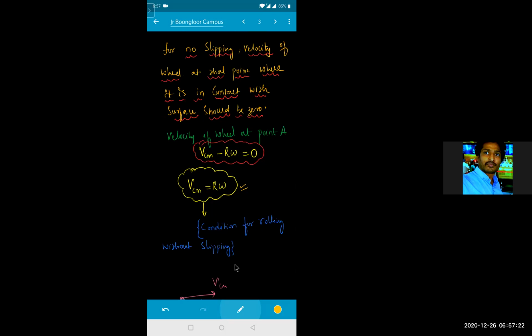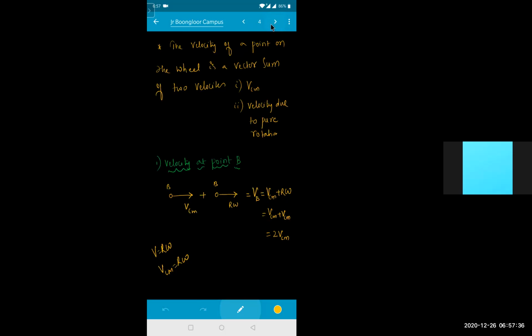So what is the condition for rolling without slipping? The condition for rolling without slipping is that VCM must be equal to R omega. VCM must be equal to how much? R into omega. Is it clear? Next one.